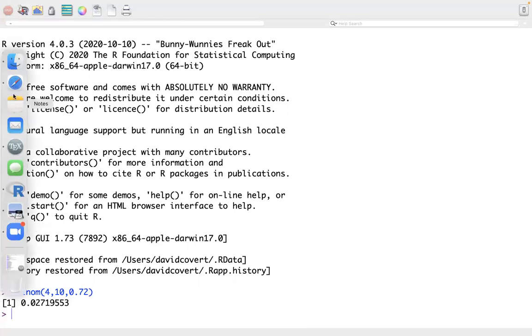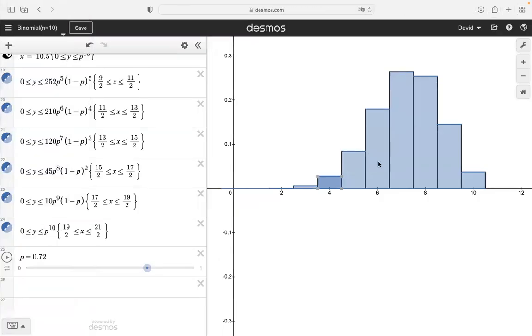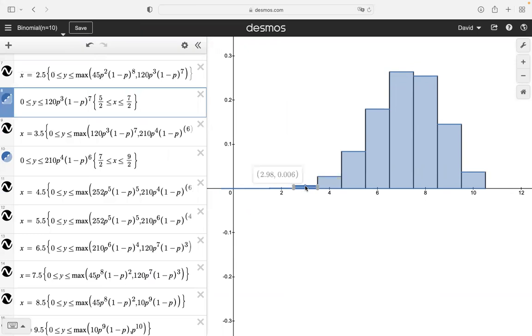If I wanted to compute the probability of, say, 0, 1, 2, 3, or 4 successes, that's also going to be a very small number, because for 0, 1, and 2, you can quantify how small those are.